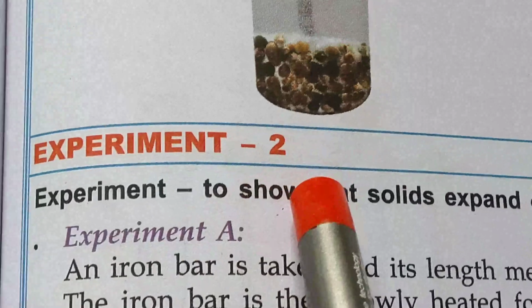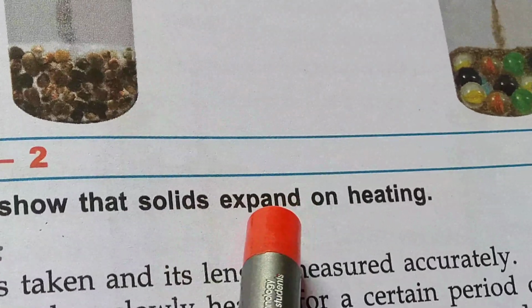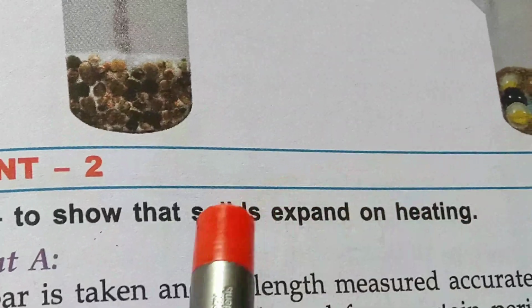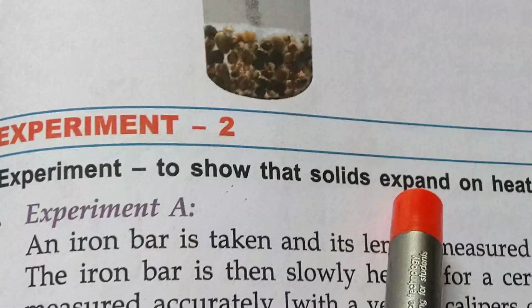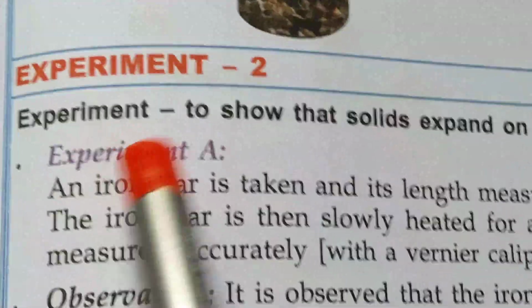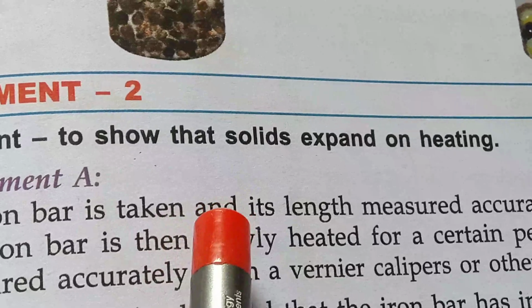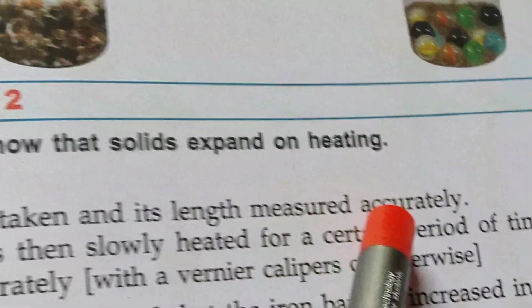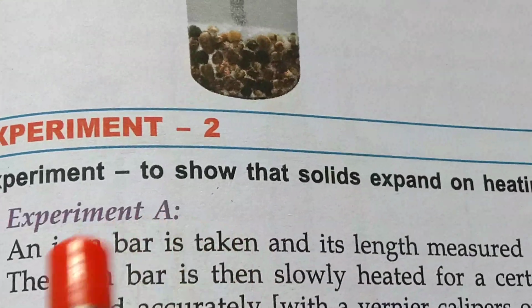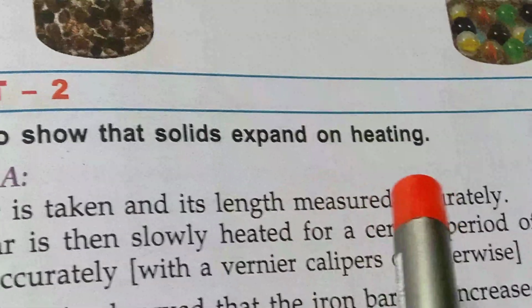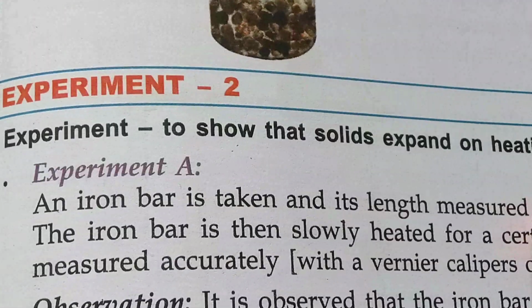Next, experiment 2. Experiment to show that solids expand on heating. So on heating, solids expand. Experiment A: an iron bar is taken and its length measured accurately. So first of all, we can take an iron bar. After that, we will measure its length accurately.